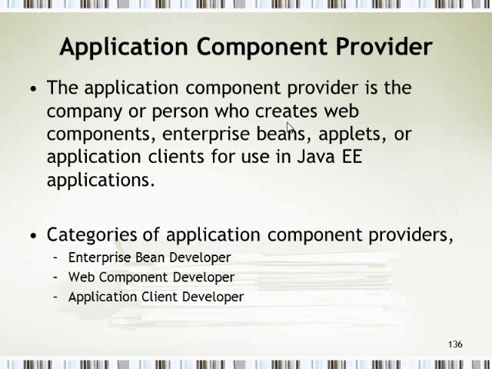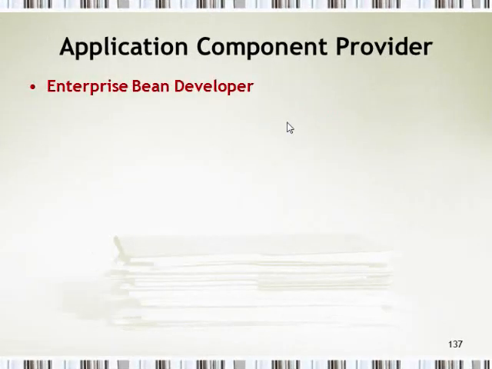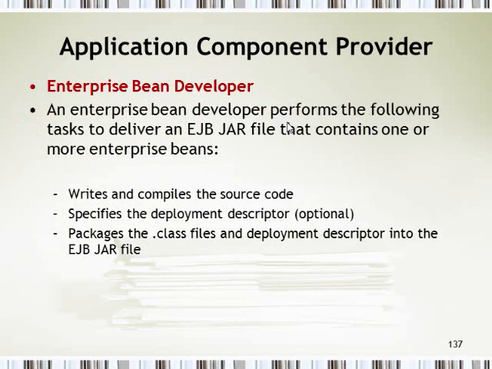Then there are different categories of the component provider. Suppose you are developing an enterprise bean, then they are called enterprise bean developers. If it is a web component, that is the servlet and other things, you are doing it. If you are providing the applet client, maybe an applet as such, or the GUI Swing component that you are using, then it is usually called an application client provider. Okay, so let's look at one of them, individual things.